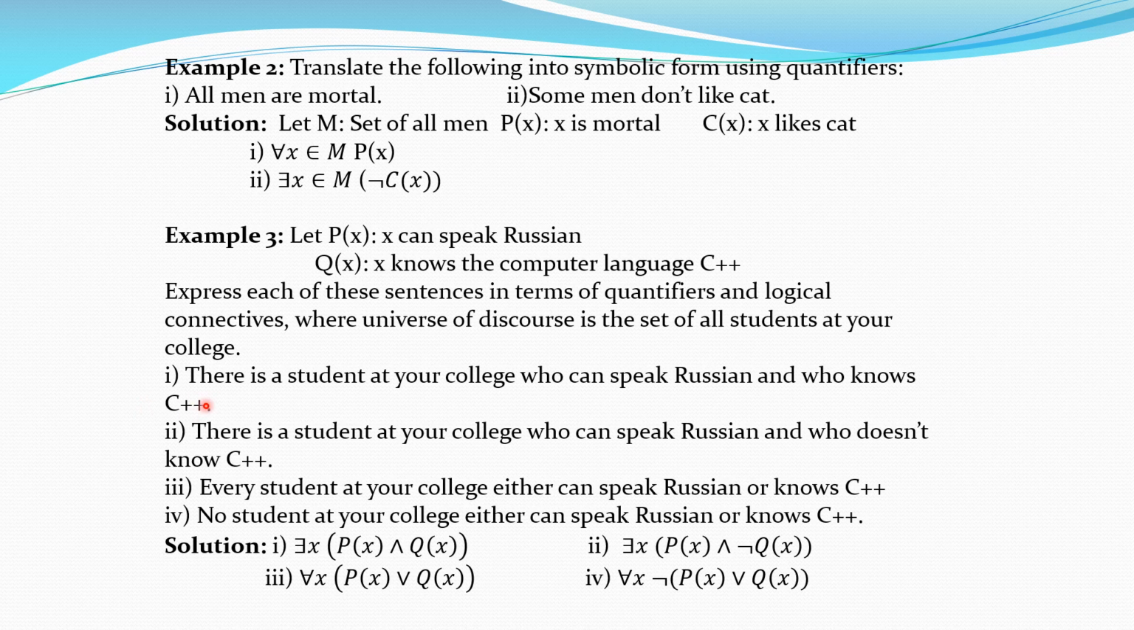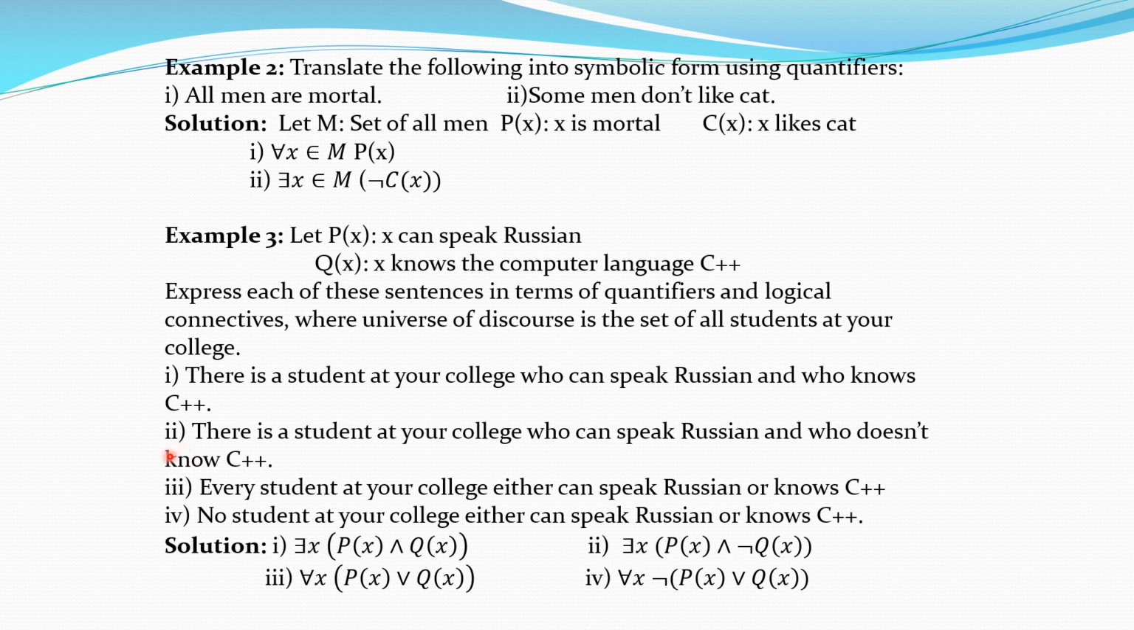Now see, there is a student means this is existential quantifier. So we use here there exists x. Now what is given about that student? He can speak Russian. He can speak Russian means Px. He knows C++. It means Qx. So we have to write Px, Qx. But logical connective and is used here. So Px and Qx means there exists x such that Px and Qx. That is the symbolic form.